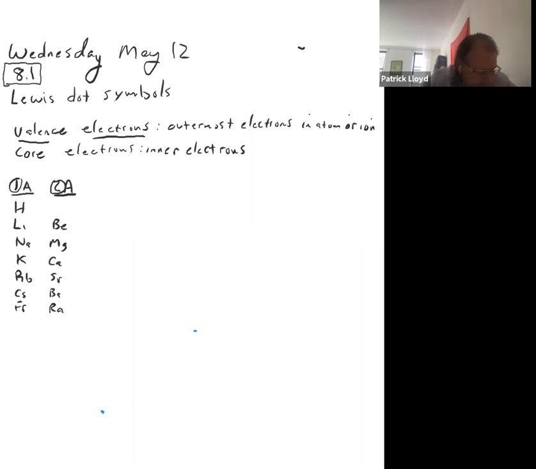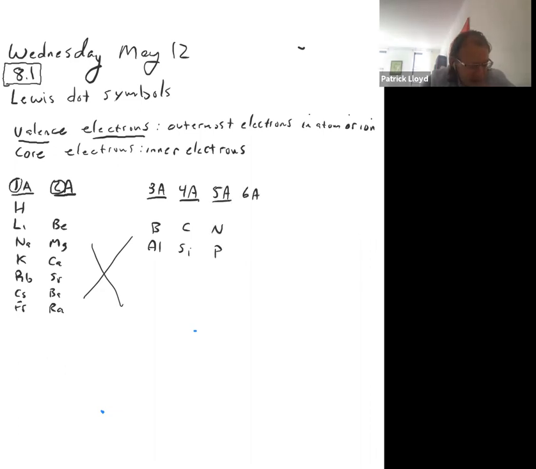Then ignore the transition metals, ignore the D block. We don't have to worry about those. So then go straight to 3A. So 3A is boron and aluminum. And then 4A is carbon and silicon. And then 5A is nitrogen and phosphorus. And then 6A is oxygen, sulfur. 7A is your fluorine and chlorine. And then 8A is the neon and argon. And it works for the whole column.